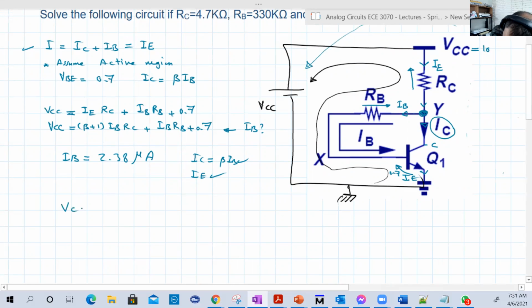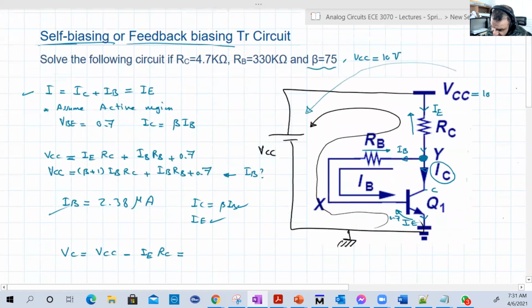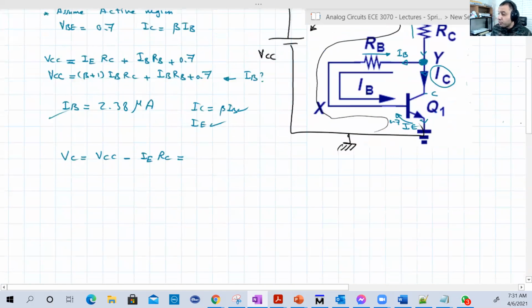VC, the voltage of that node here, is equal to VCC minus IE RC. VCC is known, 10 volt. IE is known because we determined IB. RC is known, basically 4.7 kilo ohms. So from that, VC will be 1.486 volt.